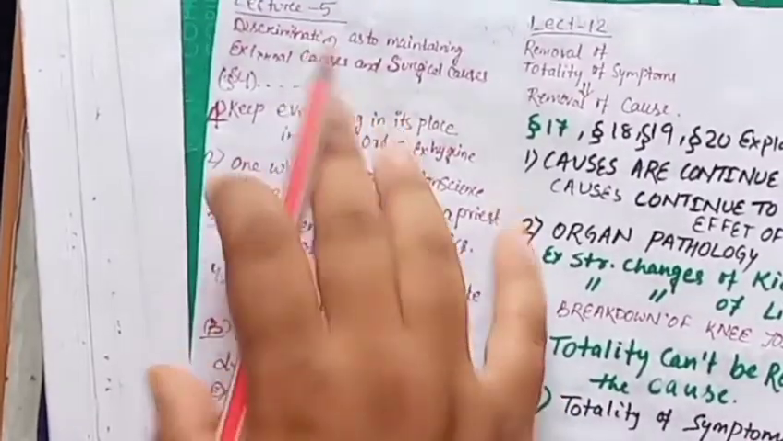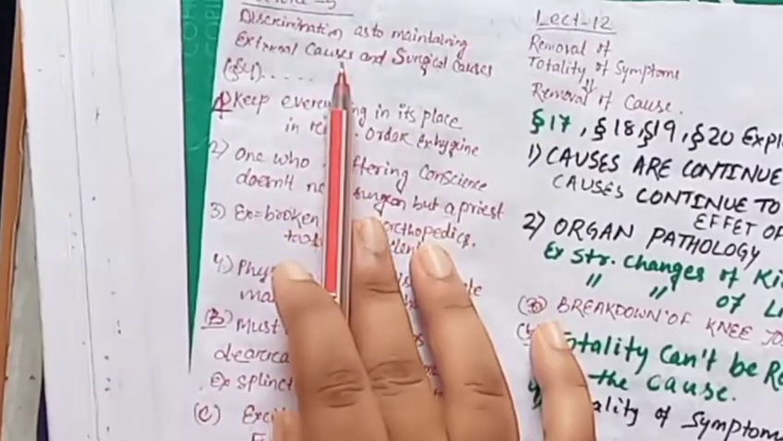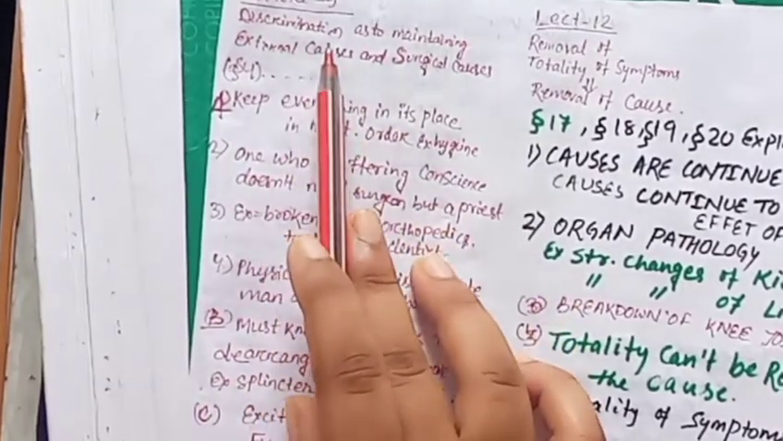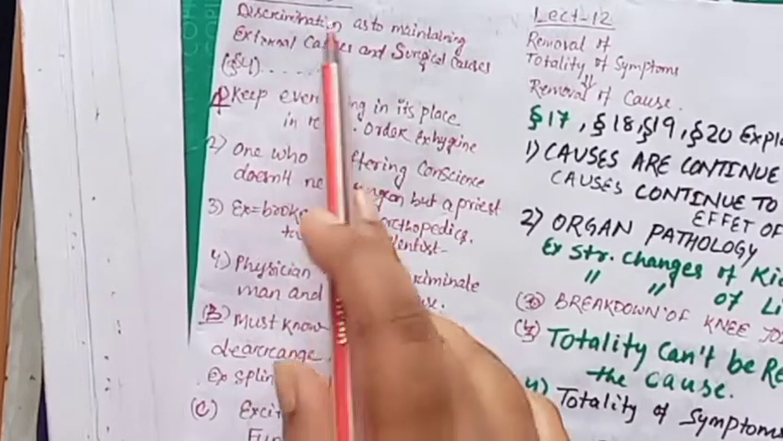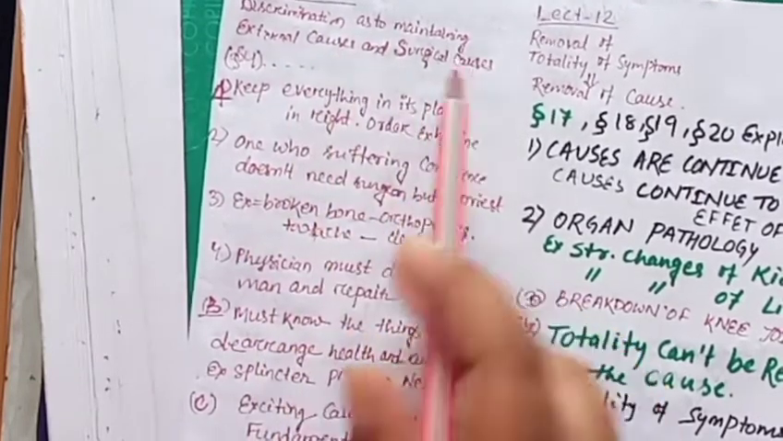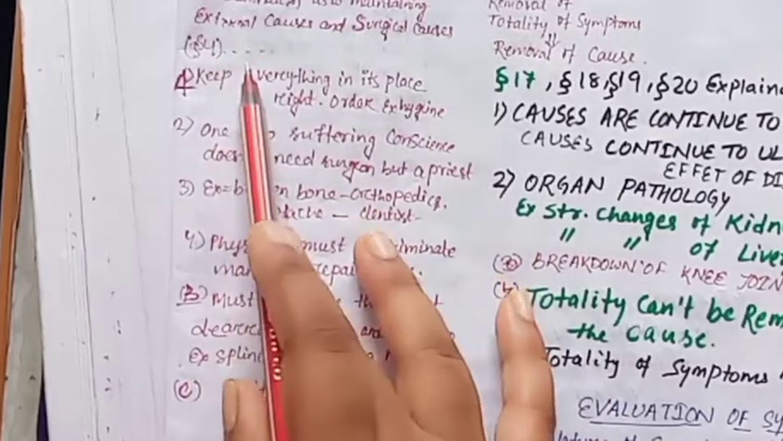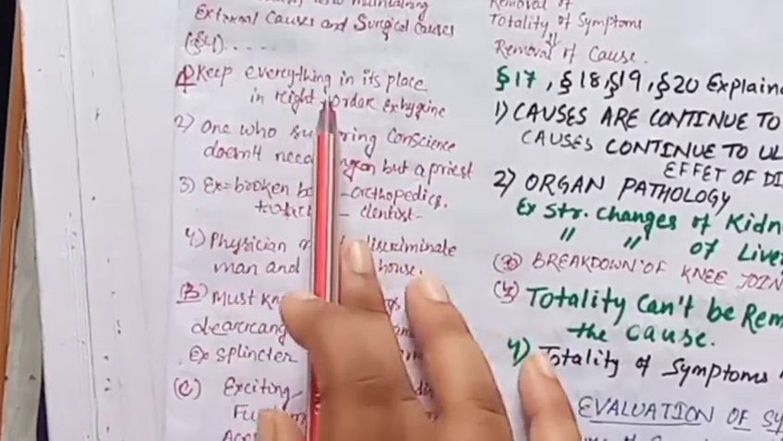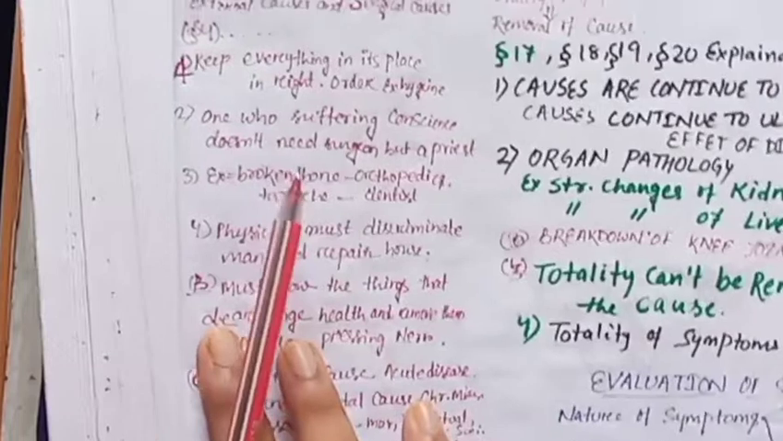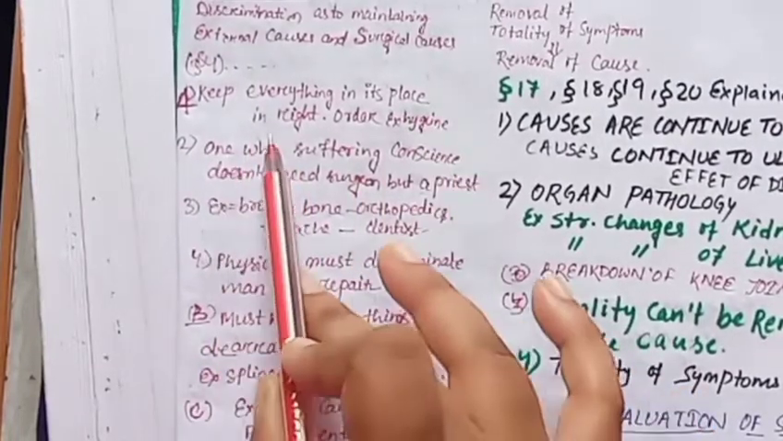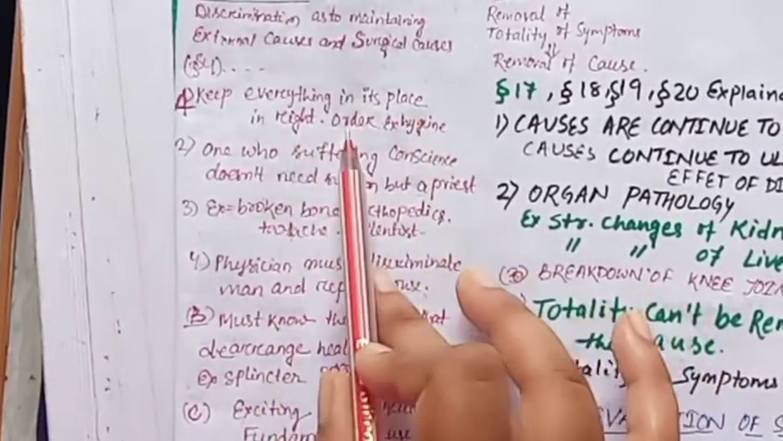Next important is lecture 5. Lecture 5 is where it is written about discrimination, maintaining and external causes, and surgical cases. This belongs to Aphorism 4. You should write Aphorism 4 and all the headings I shall read. Under this heading you should write: keep everything in its place, in the right order.